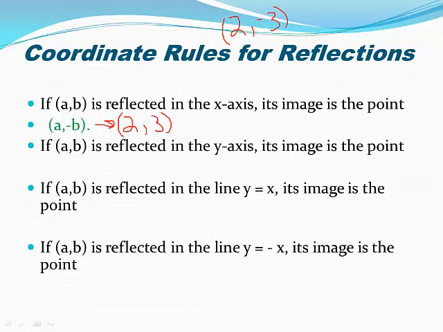What if I reflected it in the y-axis? Well, I would just take the opposite of the x value. So the opposite of the x value would be negative 2. And your negative 3 stays the same.